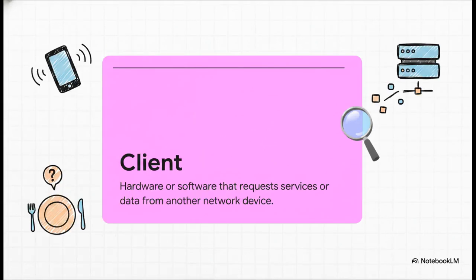Next, we have the client. A client is a piece of hardware or software that actively requests services, data, or resources from another device on the network. Think of it exactly like a customer in a restaurant placing an order. When you open up a mobile web browser on your phone to look at a web page, your phone is acting as the client, sending a request out across the telecom network saying, "Hey, please show me this data."